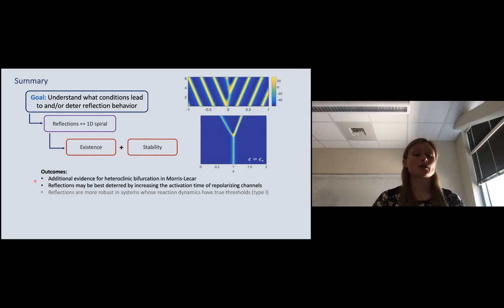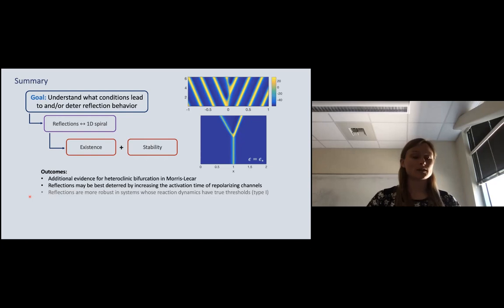So some of our outcomes are that we show that there's additional evidence for this heteroclinic bifurcation structure in the Morris-Lecar model that actually generates these reflection behaviors. And we found that these reflections may be best deterred by increasing the activation time of those repolarization channels or by altering those rates as well. So a third outcome that I didn't talk about here for the interest of time is that we interpreted our results under the concepts of the excitability type of the local reaction dynamics.